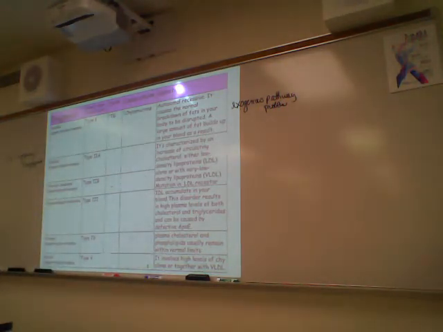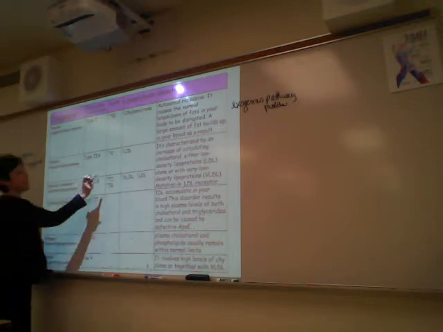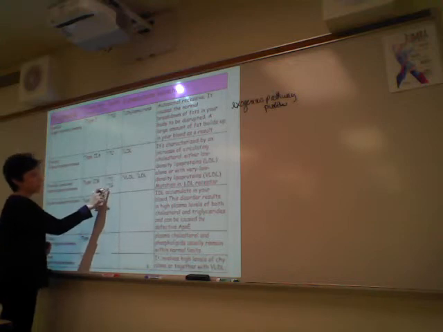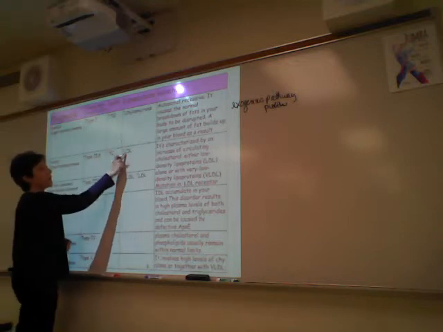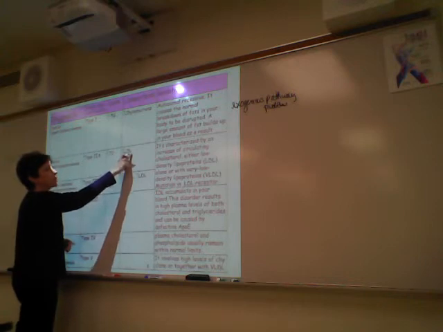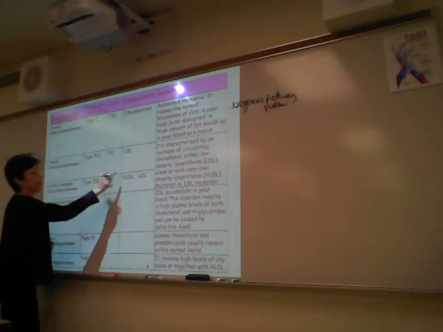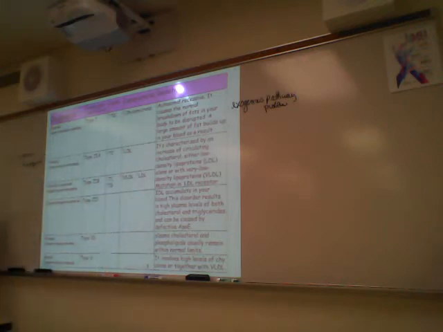So when we do the hypercholesterolemia type 2A, the 2B still has the LDL issue, but the type 2B has a combination: not only do you have high cholesterol, but you also have high triglycerides. So the type 2A will be just high levels of LDL, but the type 2B will have high LDL and high VLDL.